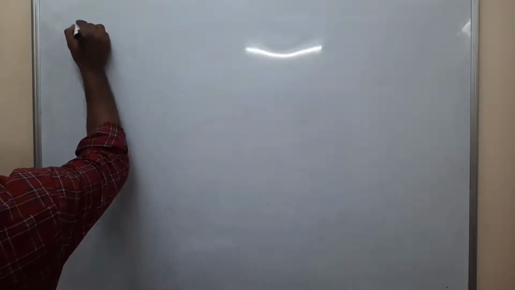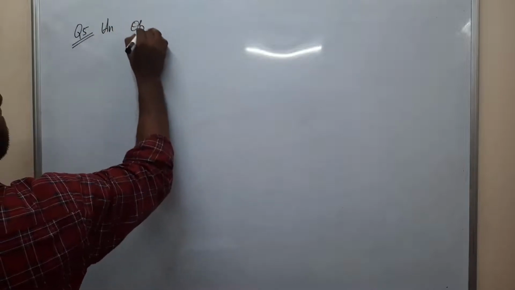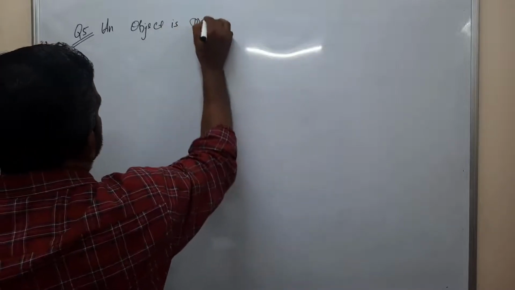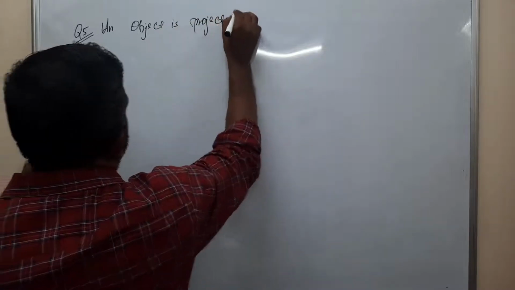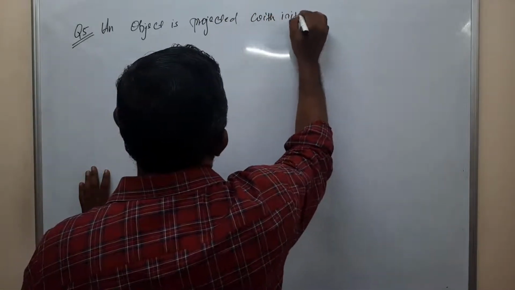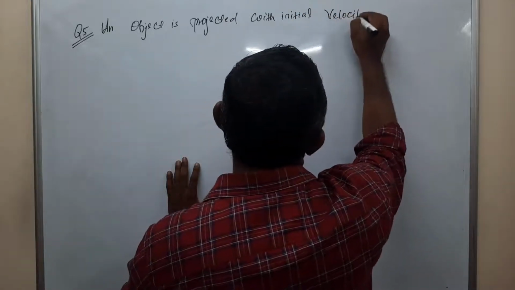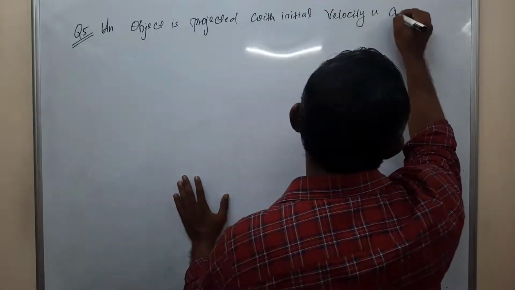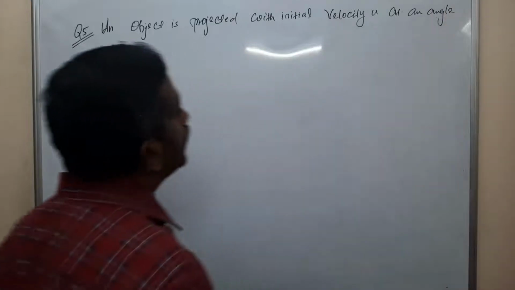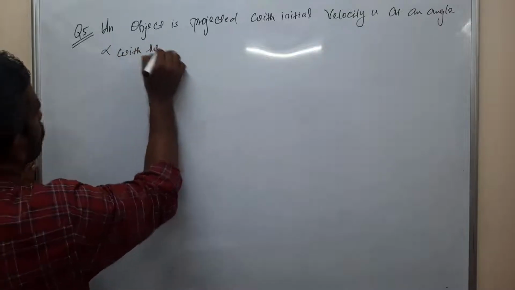So question number 5. An object is projected with initial velocity u at an angle alpha with the horizontal.